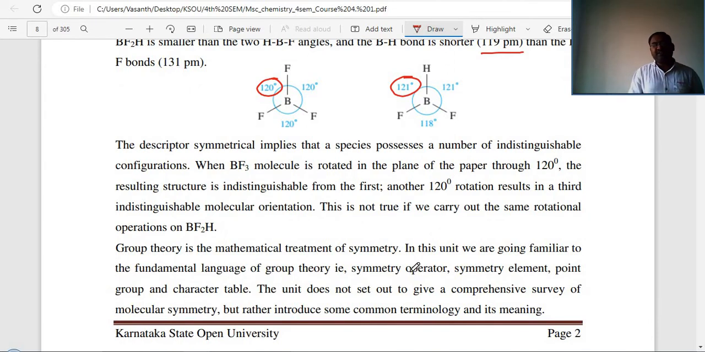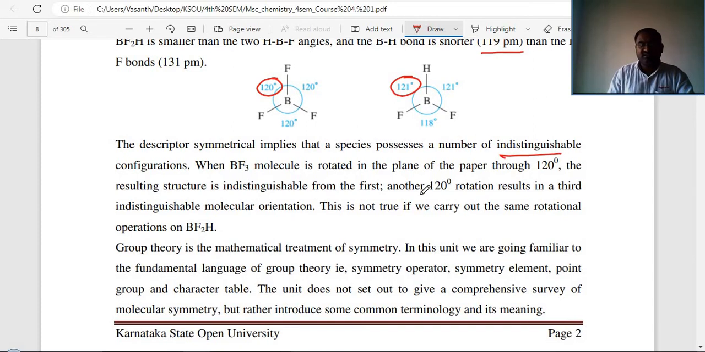The descriptor symmetrical implies that a species possesses a number of indistinguishable configurations. If the BF3 molecule is rotated in the plane of paper through 120 degrees, the resulting structure is indistinguishable from the first. Another 120 degree rotation results in the third indistinguishable molecular orientation. This is not true if we carry out the same rotation operations on BF2H.